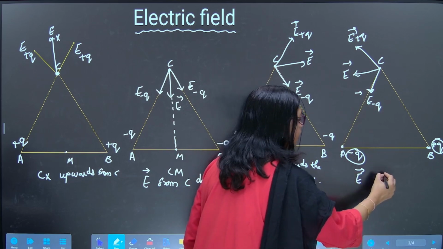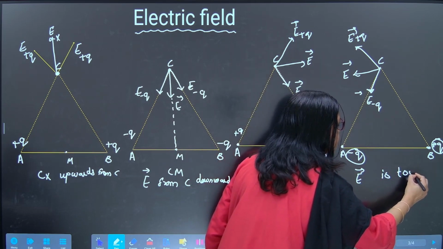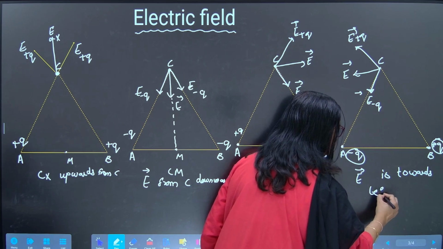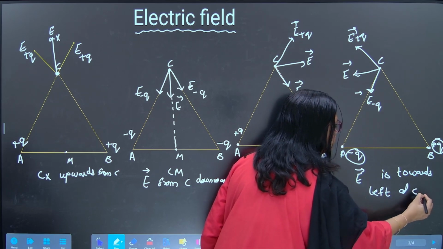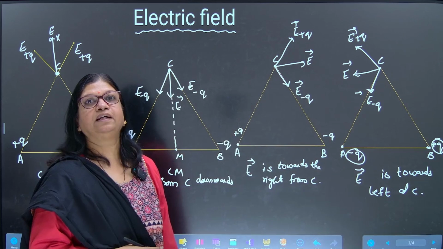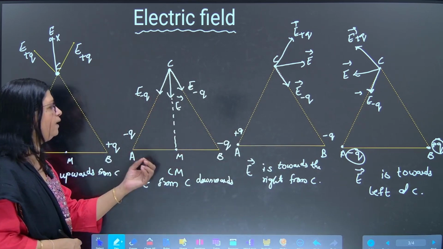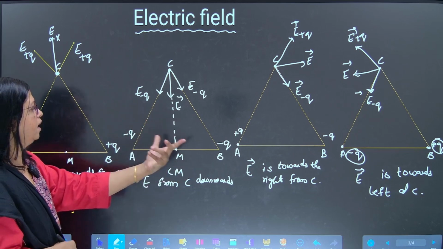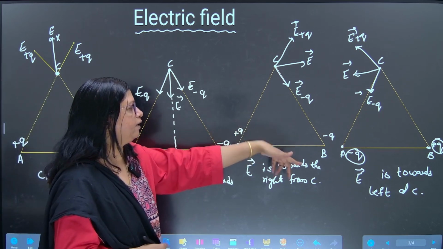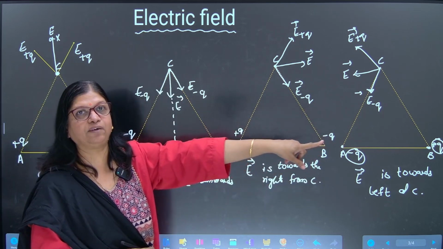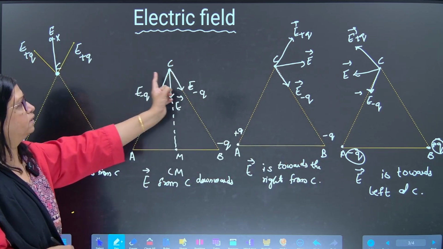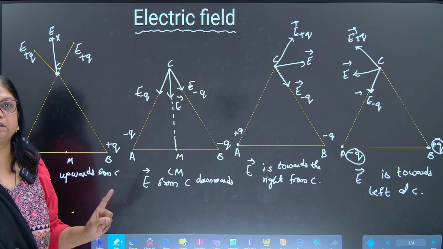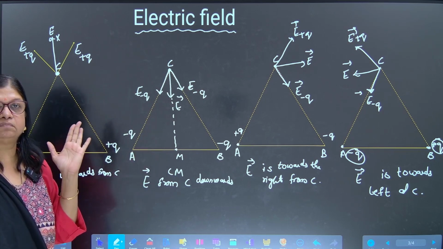Direction of electric field is towards left of C. So let the polarity be anything, whether two positive charges, two negative charges, one positive and one negative, or this side one negative, or that side one positive. The directions of electric fields by the individual charges and their resultant is ready.